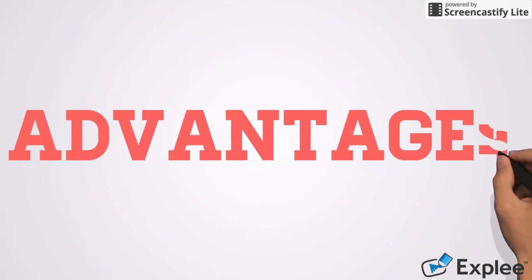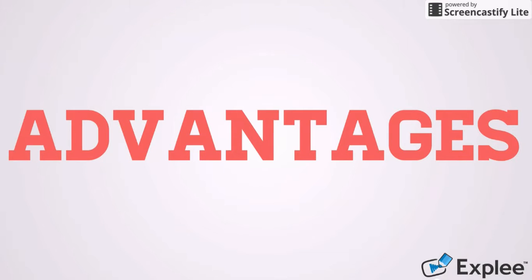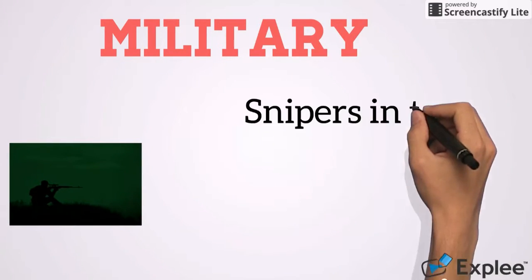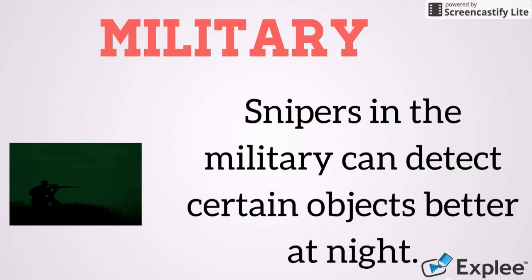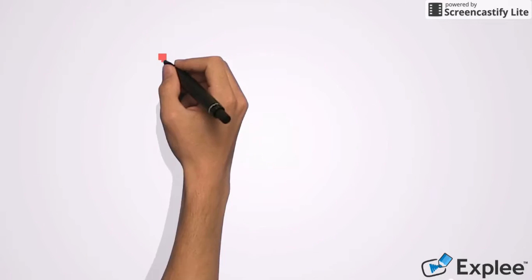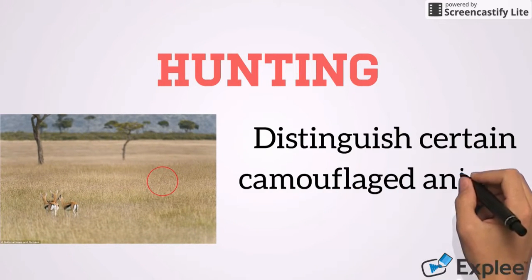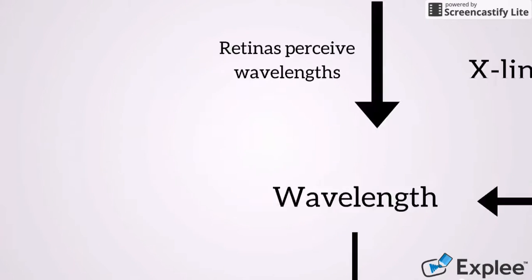Although there are some disadvantages, colorblindness can be beneficial in some ways. For example, the military. Snipers in the military can detect certain objects better at night. Hunting. People who are colorblind can distinguish certain camouflage animals easier than others.